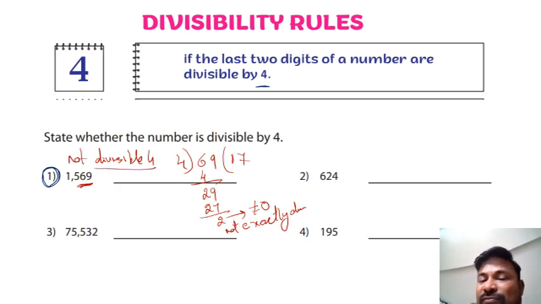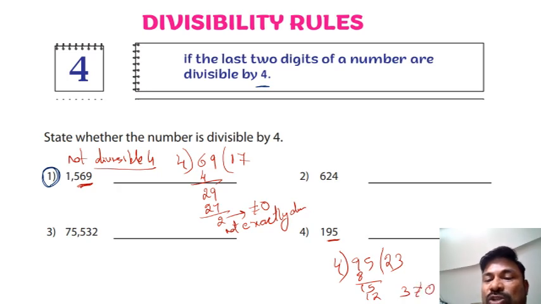Now let me do one more sum for you. Let me do the fourth sum. Let me take the last two digits, which are 95. Is 95 divisible by 4? Let's check it out. 4 twos are 8, then 15. So 4 threes are 12 and the remainder is 3. We don't get 0, so we can say not divisible by 4. This is how we will be knowing about the 4.